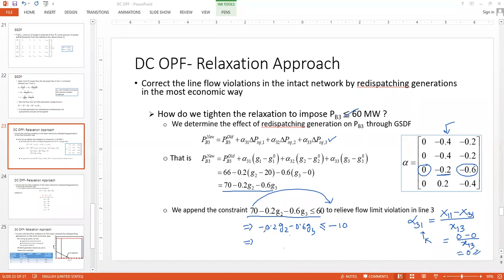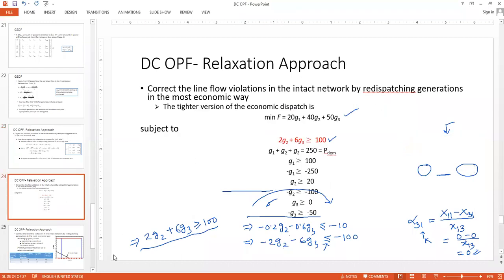And then we change the signs and also remove the decimals. First we remove the decimals, so it will become 2G2 plus 6G3 less than or equal to minus 100. And then we remove the negative signs. We are changing the signs, so we also have to change the direction of the inequality. It will become greater than or equal to 100. So this is how we get the new constraint from this inequality: 2G2 plus 6G3 greater than or equal to 100.